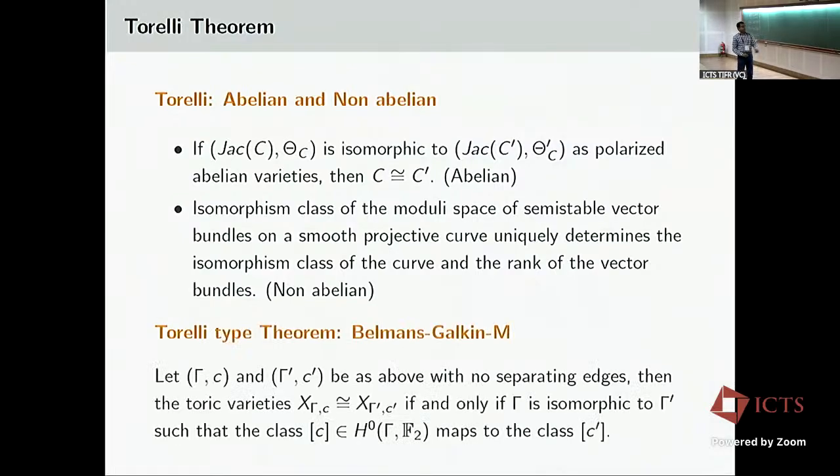So we have this theorem saying that if Γ, C is as above, meaning a trivalent colored graph with no separating edges, then the toric varieties are isomorphic if and only if the graphs are isomorphic. Not only are the graphs isomorphic, but the coloring, which you can think of as defining a class in the zeroth homology, should map to the class of C. So this takes care of the polarization data in this theorem. This is actually a completely combinatorial proof.